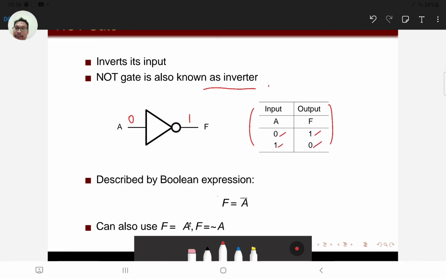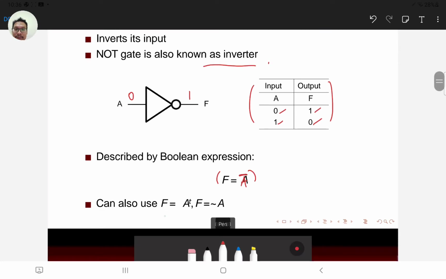And a NOT gate is represented by the following Boolean equation, where we have simply a bar on top of the input. The NOT gate can also be represented as F equals A with a tilde, F is tilde A. In programming, normally we use tilde A, and we can also use A with a bar as an invert.